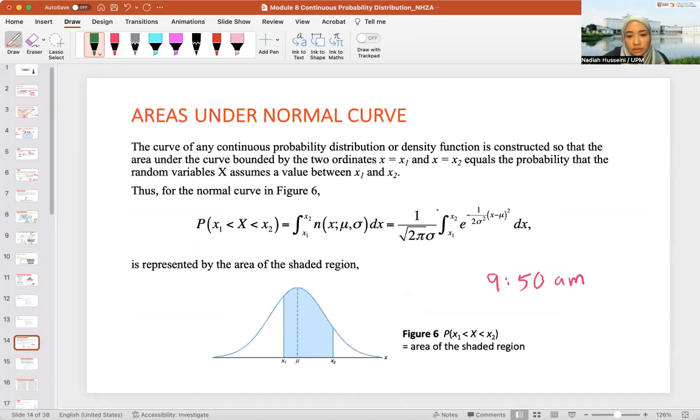Sorry. So this is the equation that came from the PDF. And it is integrated from x1 to x2 with respect to dx. So you would get the area under this curve or within this region.